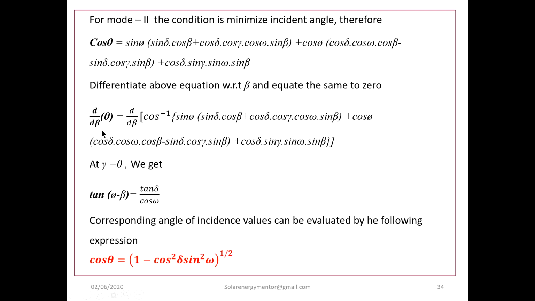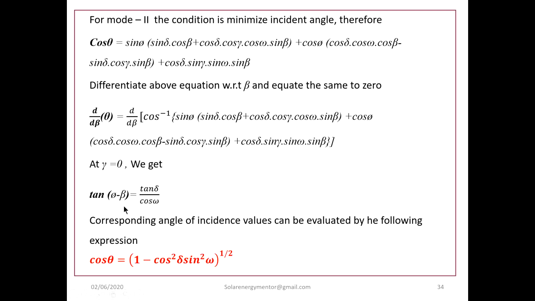Okay, so with respect to collector tilt, d theta by d beta is equal to 0. If we differentiate this expression, and again south facing, gamma equal to 0, with all these conditions, the answer we get will be tan of phi minus beta equal to tan del by cos beta. So from this, phi is known, beta we will find out.